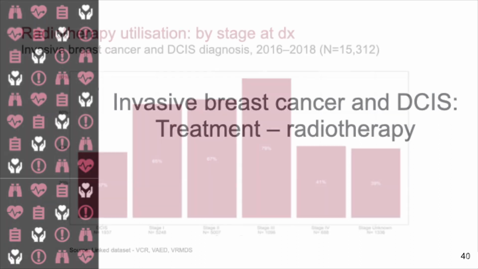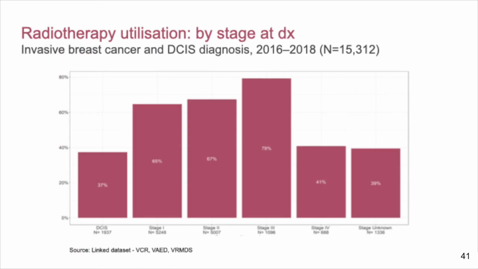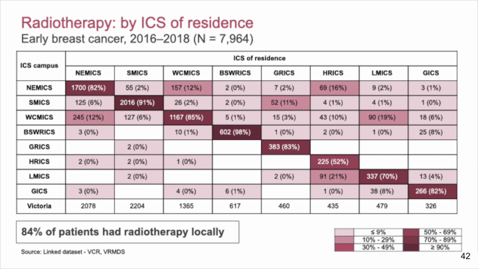Radiotherapy data. We've got here the use of radiotherapy across the stages, including DCIS. So 37% of patients diagnosed with DCIS are receiving radiotherapy, and radiotherapy use is not all that different between stage 1 and stage 2, going up a little higher in stage 3, which is unsurprising, probably regardless of the type of breast surgery, but probably due to the more locally advanced disease, and small numbers in stage 4 and stage unknown. I think this is reassuring, that the vast majority of patients are having their radiotherapy locally, so 84%.